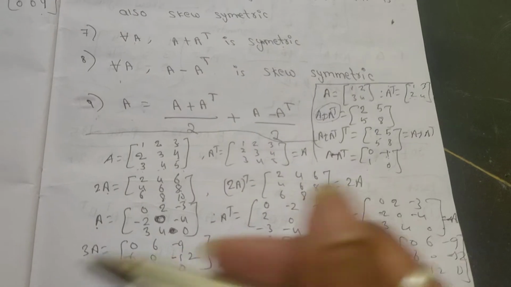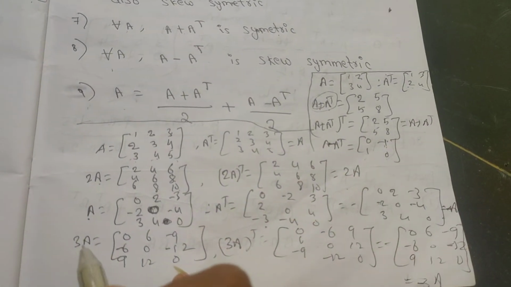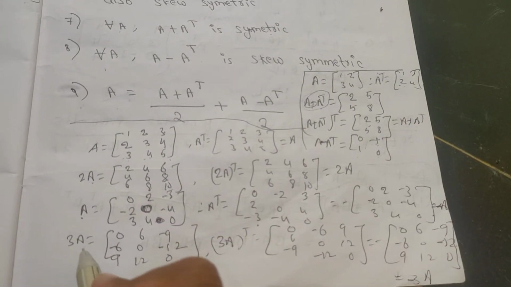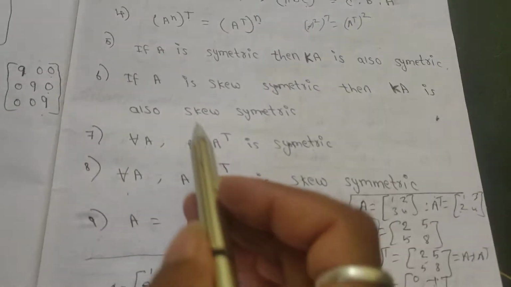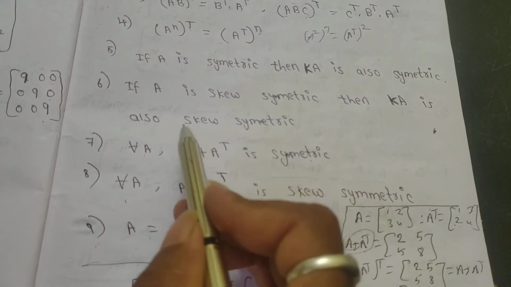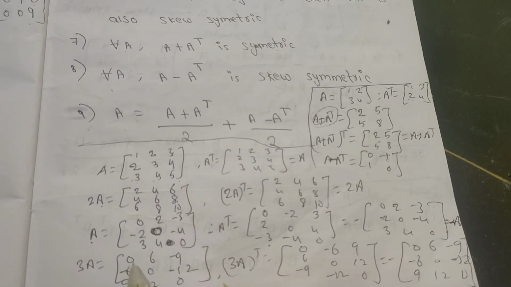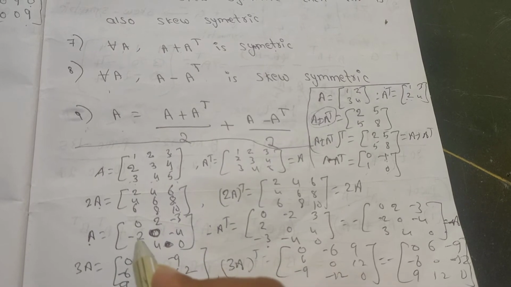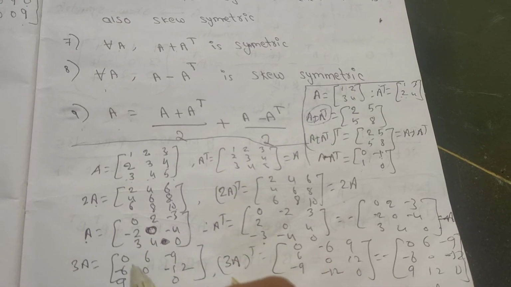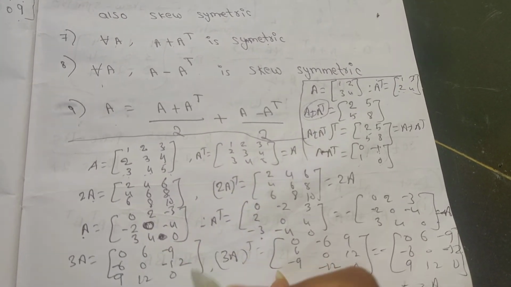Go for 3A transpose. So go for 3A first. 3A means, let us consider K is also a symmetric matrix, skew symmetric matrix we are going to prove. So K means let us consider some 3. So 3A is equal to 0, 6, minus 9, minus 6, 0, minus 12, 9, 12, 0.